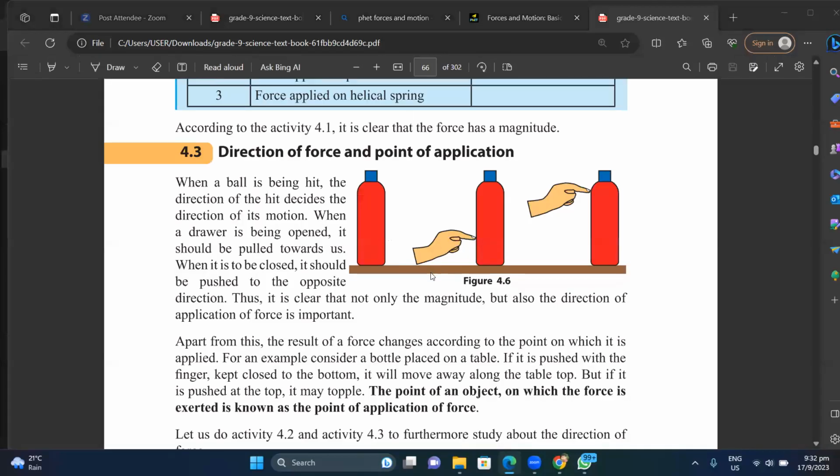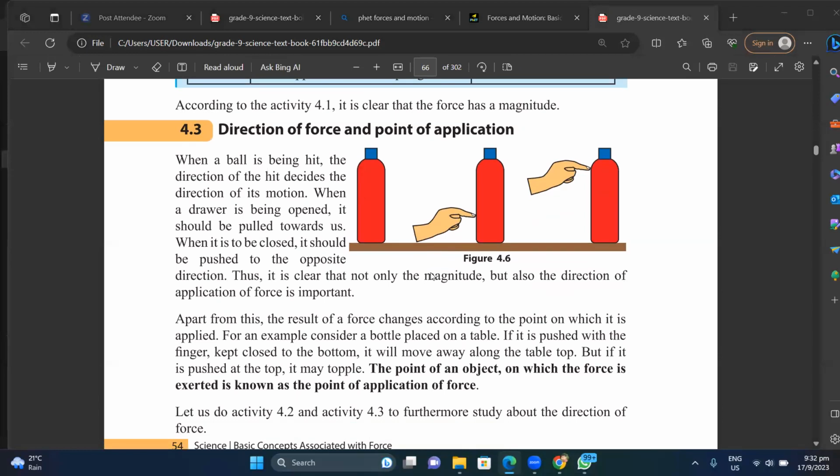Okay, direction and point of application. Now you can see, just read out. When a ball is being hit, the direction of hit decides the direction of the motion. When the drawer is being opened, it should be pulled toward us. When it is to be pushed, it should be pushed the opposite way. Thus, not only the magnitude but also direction is important, because magnitude is the amount of force that is given.